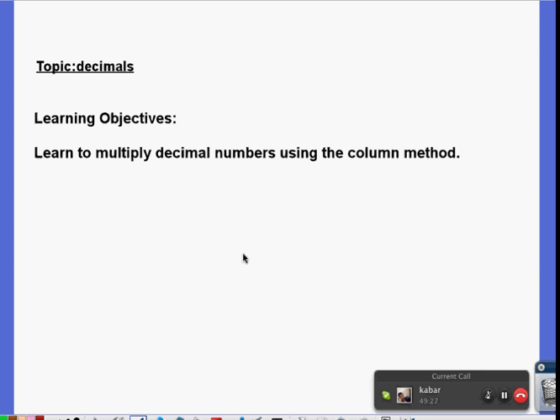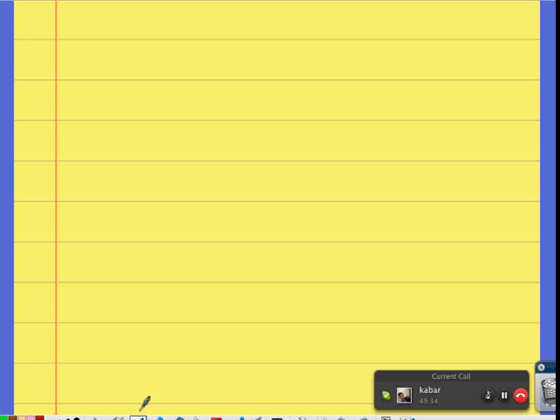Today we're going to learn how to multiply decimal numbers using the column method. First of all, let's say we had something like 2.1 and we want to multiply this by 2.3. The first thing you need to realize whenever you have decimals is that you can remove the decimal point and consider it as a whole number.